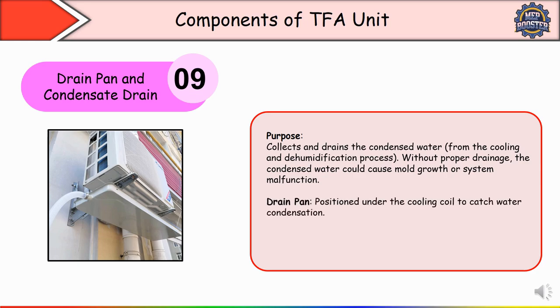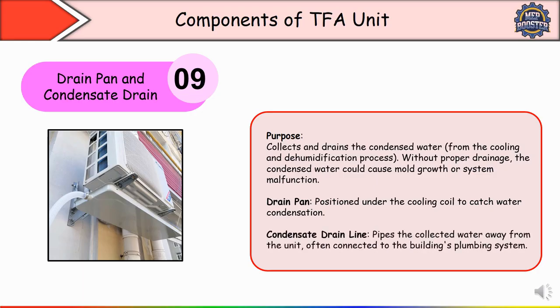The drain pan is generally positioned under the cooling coil to catch water condensation. The condensate drain line is generally the pipe which we are using in this figure, you can see the pipe carries the collected water away from the unit, often connected to the building plumbing system. In humid environments like coastal cities, TFA units produce significant condensate, which is collected in the drain pan and removed via the condensate drain to avoid flooding the unit or causing corrosion.